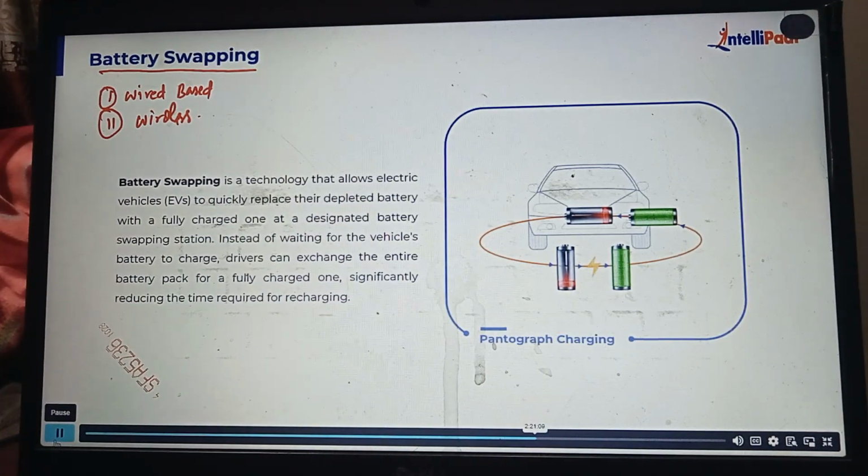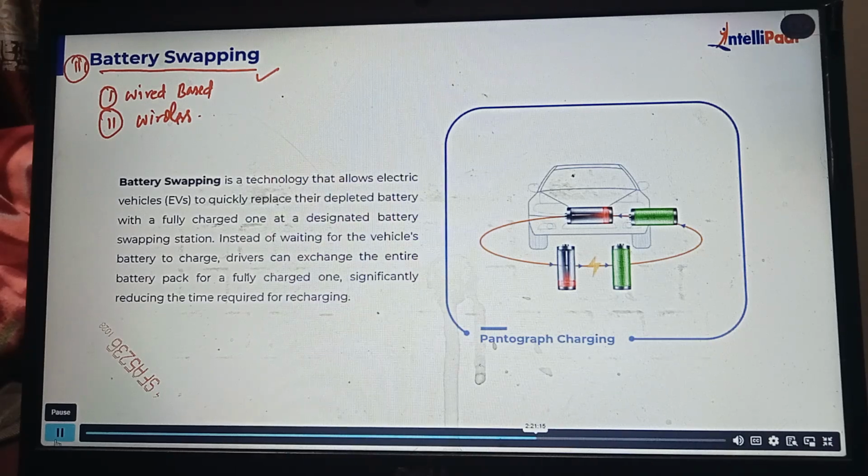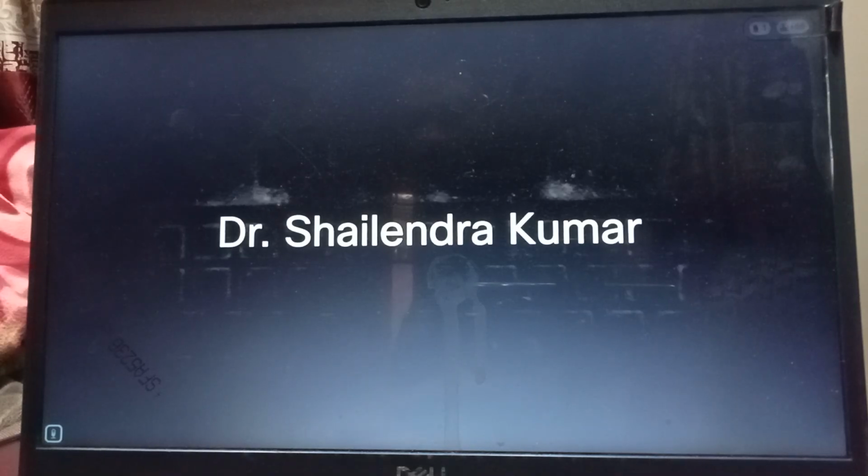Wired, wireless, and then the third one which we are going for, battery swapping. Why is battery swapping not so popular? Let's see what battery swapping is first. Battery swapping is a technology that allows electric vehicles to quickly replace their depleted battery with a fully charged one at a designated place. And now let's start our discussion.